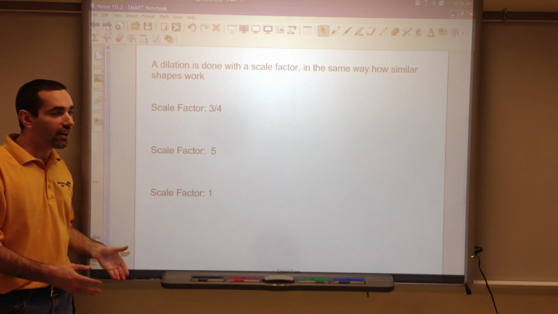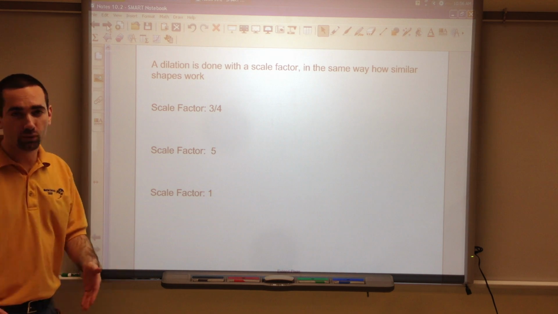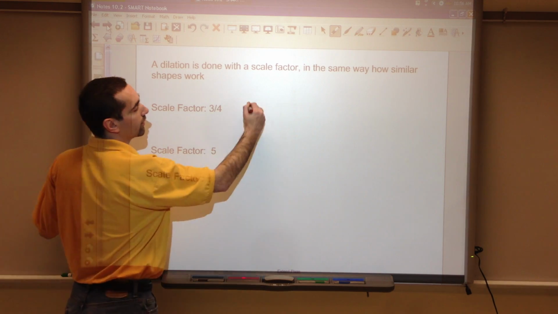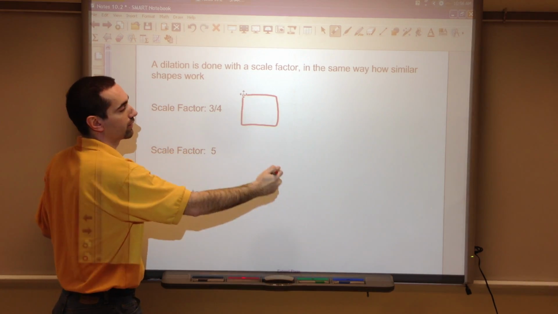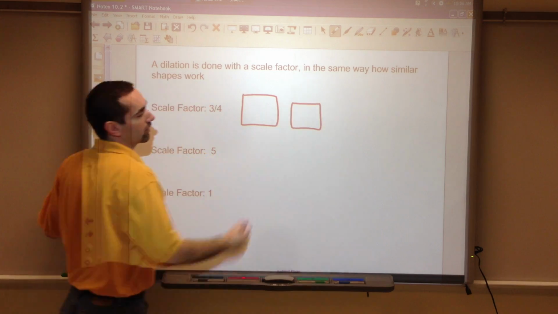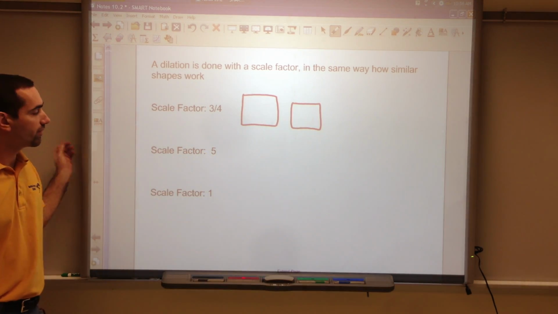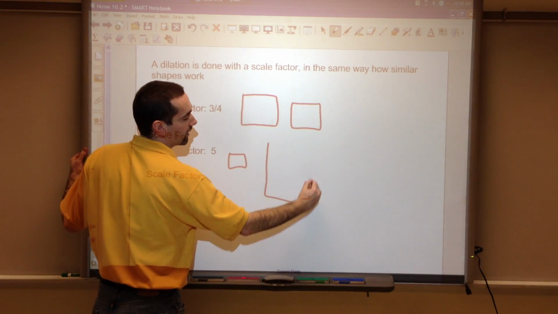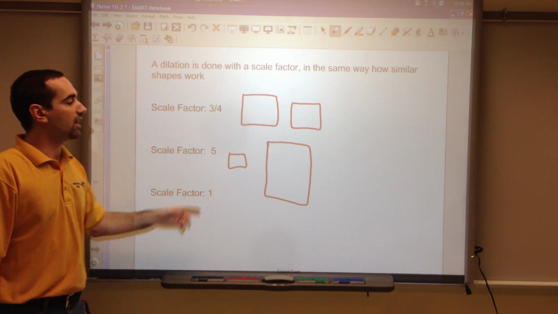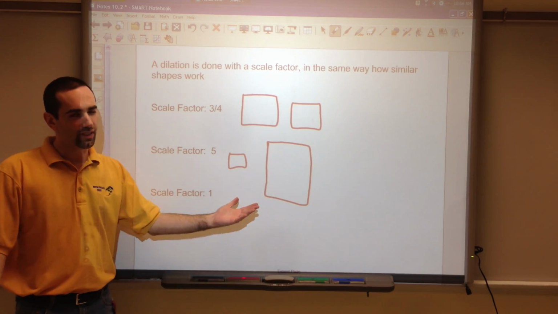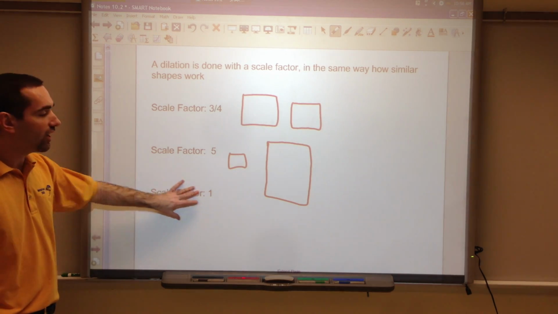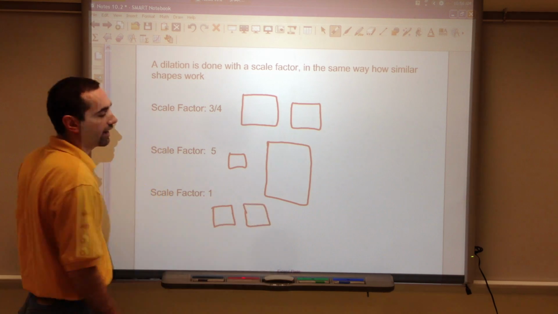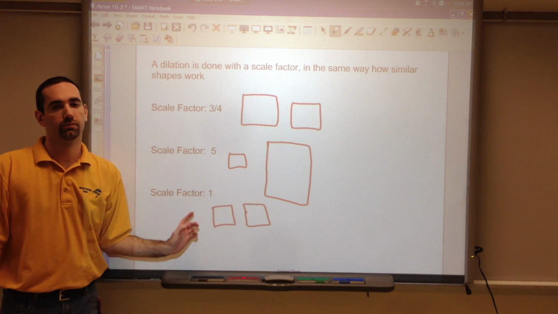Dilation is done with a scale factor, in the same way how similar shapes work. So a scale factor of 3/4 would make an object smaller by 3/4. Scale factor of 5 means we're increasing its size by 5. That may not necessarily be 5 times, but it's the idea. It's increasing in size. Scale factor of 1, the shape is the same size. It's a 1-to-1 ratio.